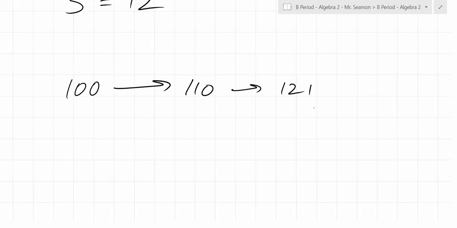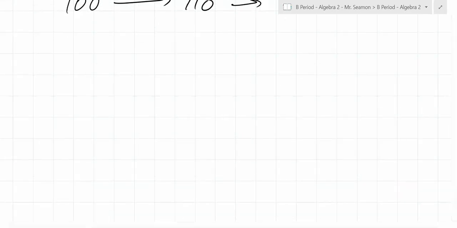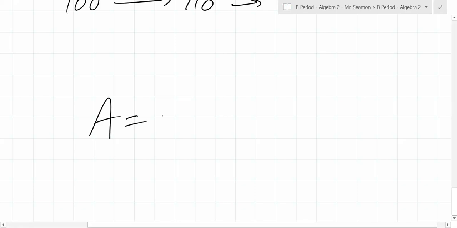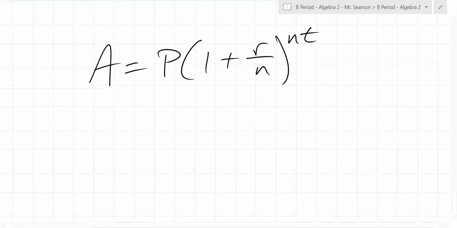There is a really cool formula, and we don't need to understand where it comes from, but you need to understand how to use it. And it looks like this. How many people have seen this before? Has anybody seen this before? Never. Okay. This has to do with how much money you have in an account.